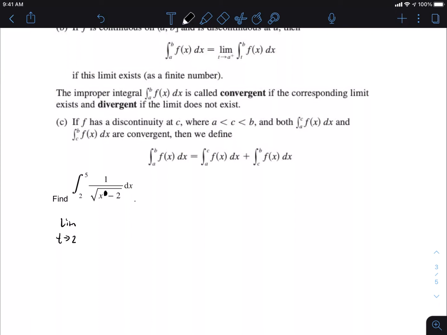It's undefined. Yeah, well, it becomes imaginary, right? And we don't want to play in the imaginary world. So we need to come and attack this thing from the right-hand side. Okay? So this is the reasoning that's going on with these types of problems, and it's important that you all get this. So I'm going to go from t to 5 of 1 over the root of x minus 2 dx.